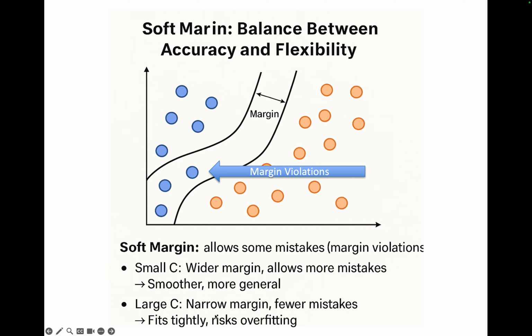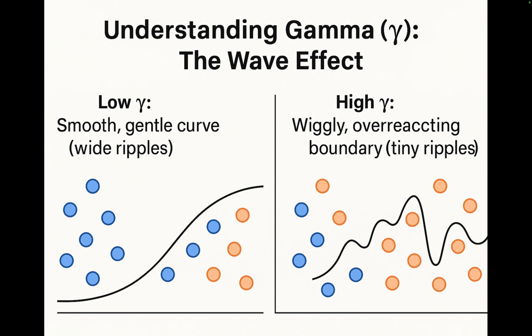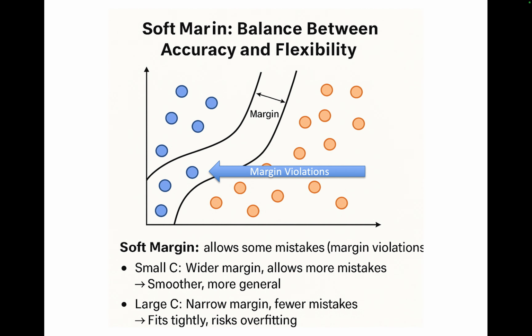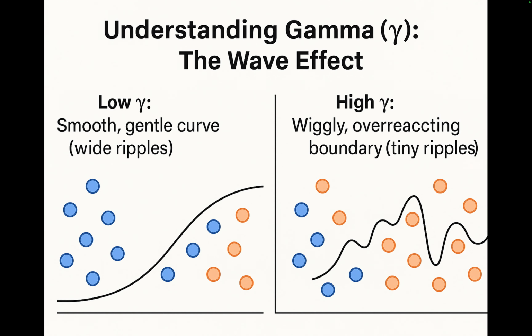But if you make the margin narrow, then the hyperplane becomes very tight, and you basically have fewer mistakes. But then it creates an overfitting problem, a risk of fitting the whole algorithm too tightly. Now I'll explain in a little bit more detail. So this is about the C parameter. When you actually write the algorithm, you need to pass a parameter C.